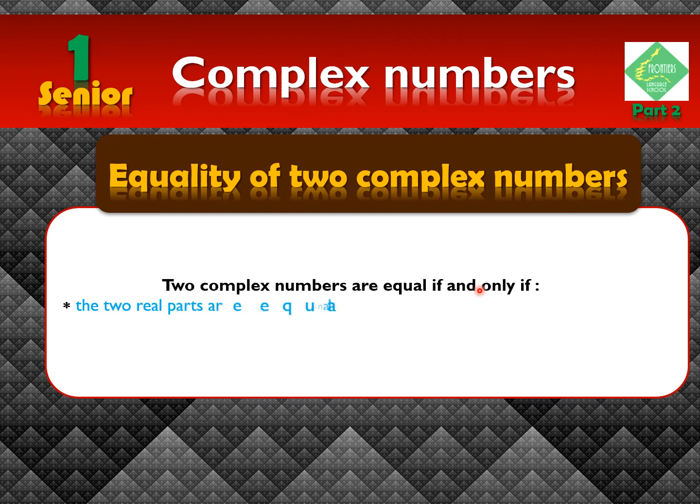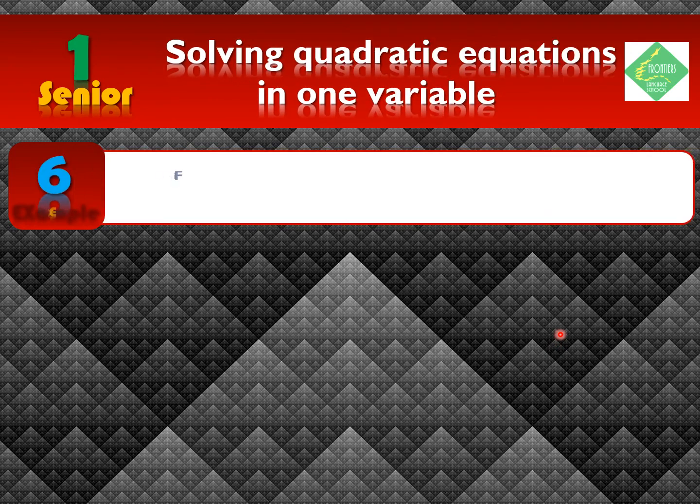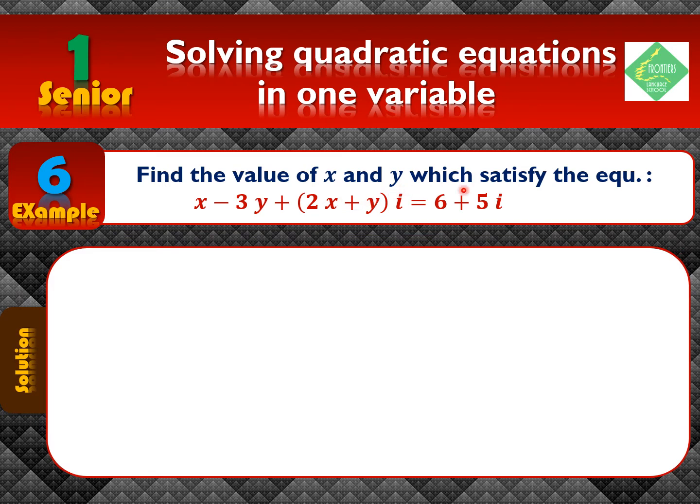Part 2 of this lesson, equality of two complex numbers. Two complex numbers are equal if and only if, when are two complex numbers equal? If the two real parts are equal and the two imaginary parts are equal. The most important thing is real parts equal and imaginary parts equal. Let's take an example to understand this. Find the value of x and y which satisfies the equation x minus 3y plus 2x plus y multiplying i. Focus. 2x plus y all multiplying i equals 6 plus 5i.